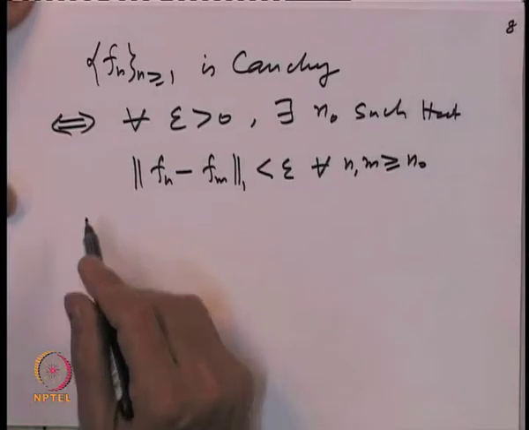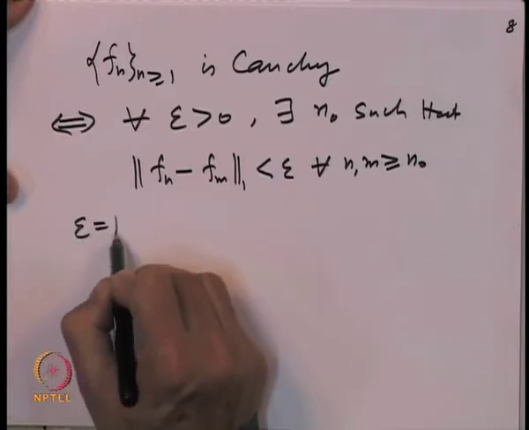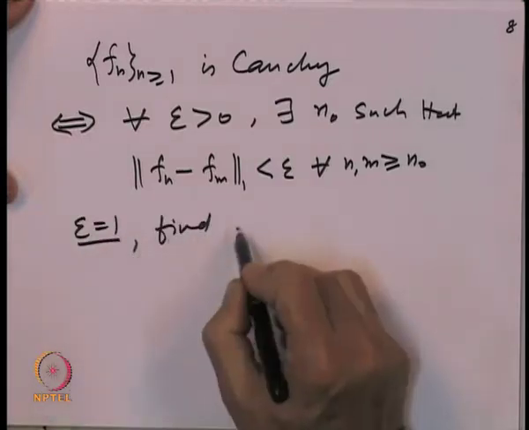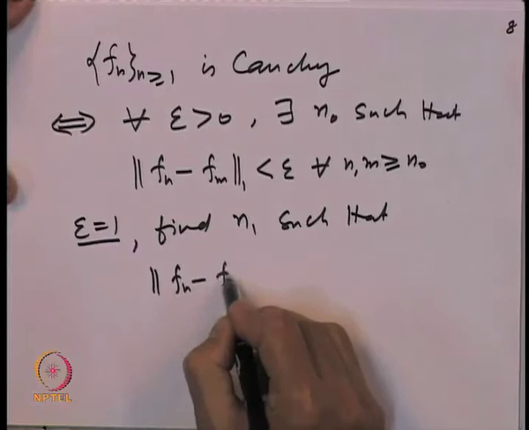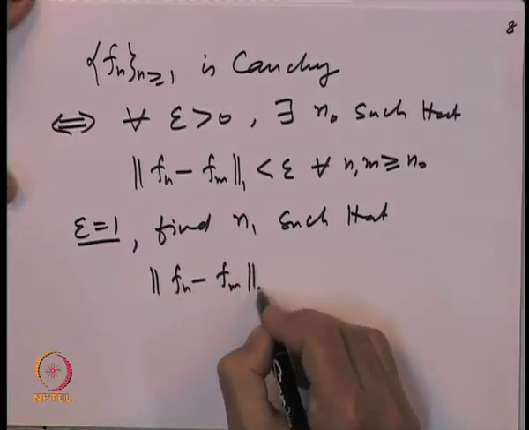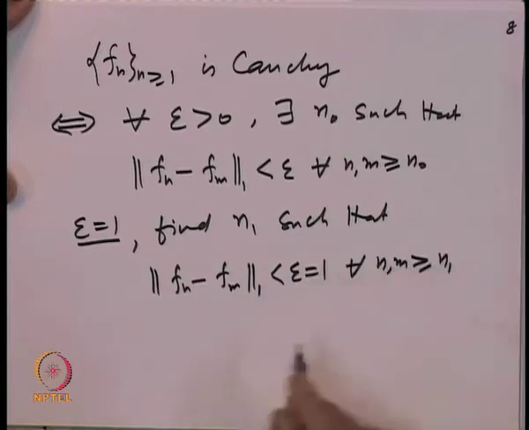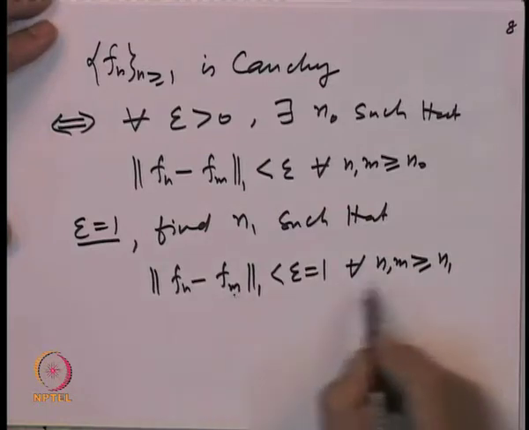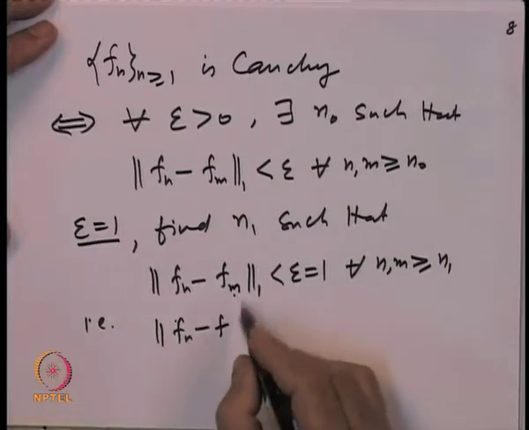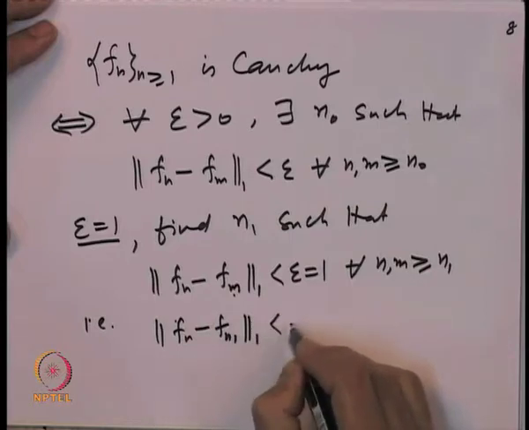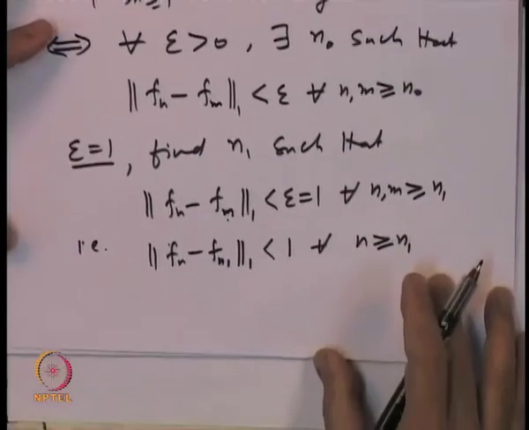So, to start our construction, take epsilon equal to 1 and find n 1 such that norm of f n minus f m is less than epsilon equal to 1 for every n and m bigger than n 1. In particular, when m is equal to n 1, that will give me f n minus f n 1 less than 1 for every n bigger than or equal to n 1. So, that is the first stage.